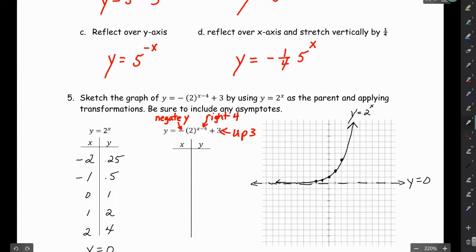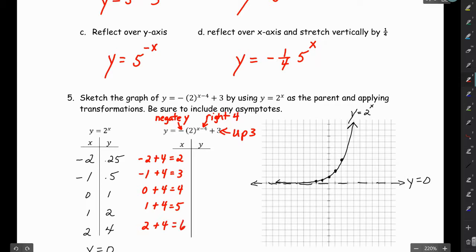Now, without using our calculator, we're going to go ahead and transform these points. So we know we're moving our whole function right 4. So that means that we're going to take all of our x values, and we have to add 4 to all of those values. So we have -2 plus 4, that gives us 2, -1 plus 4, that gives us 3, 0 plus 4, that gives us 4, 1 plus 4 gives us 5, and 2 plus 4, that gives us 6.